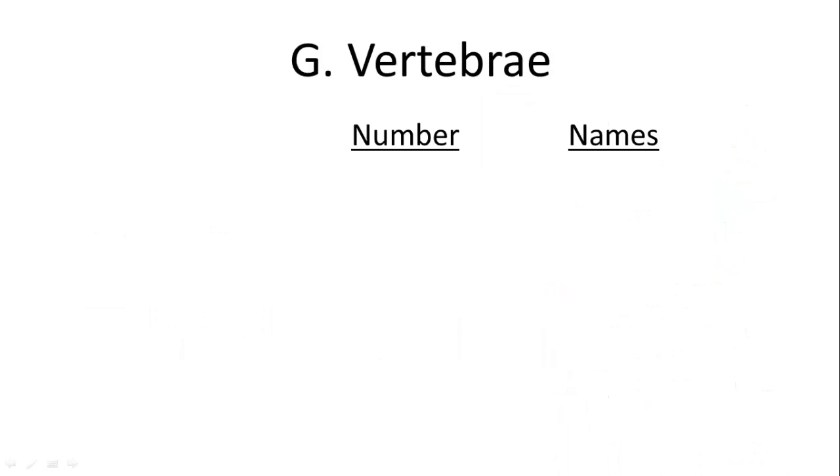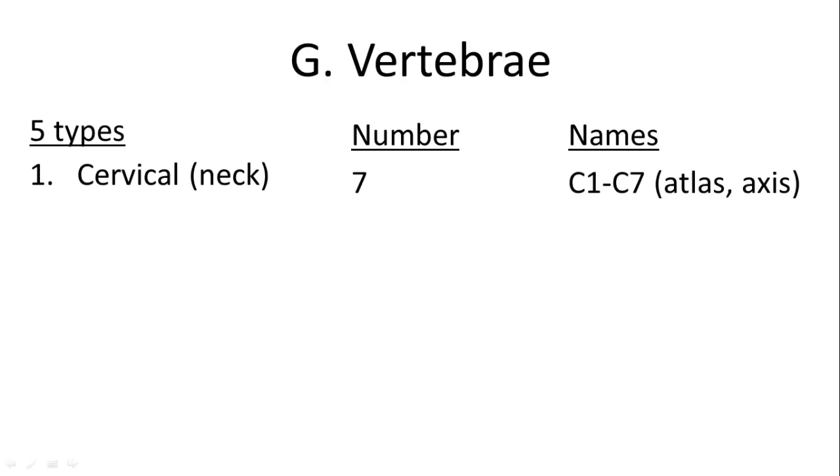There are a number of different types of vertebrae. The first type is the cervical vertebrae found in the neck, and there are 7 of those, and they are named by their type of vertebrae and then in what order they fall from closest to the head to furthest away. So C1 through C7 are the cervical vertebrae.